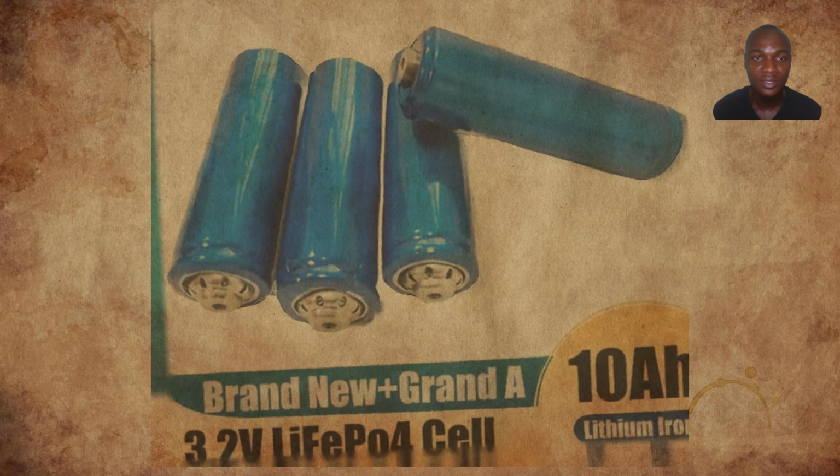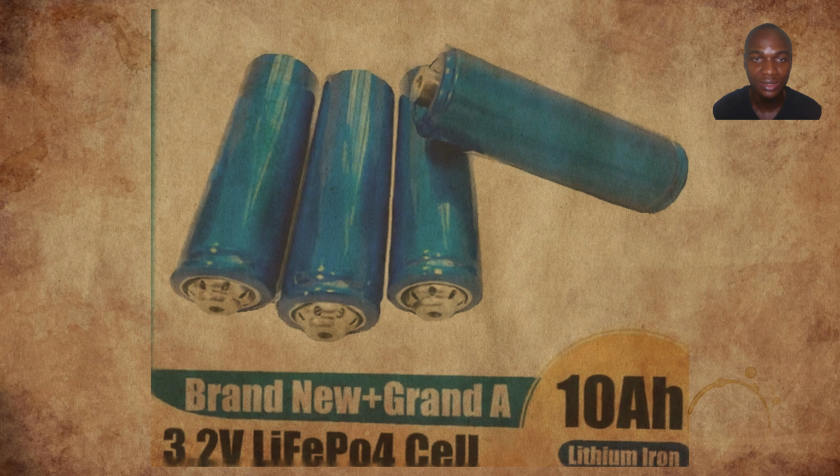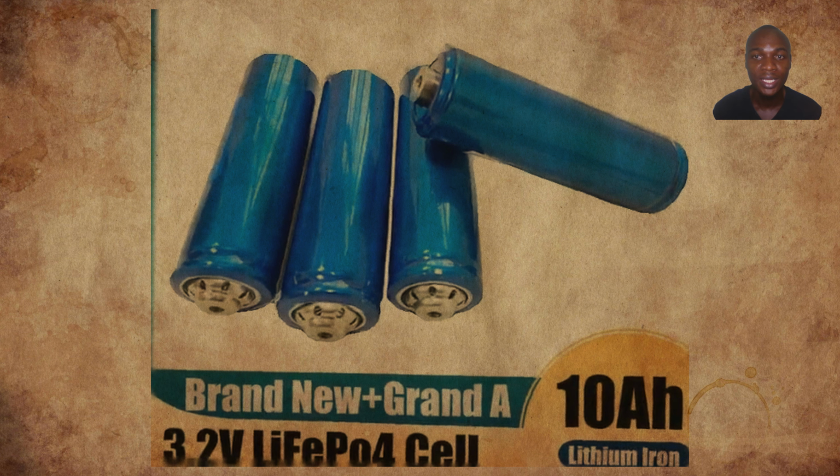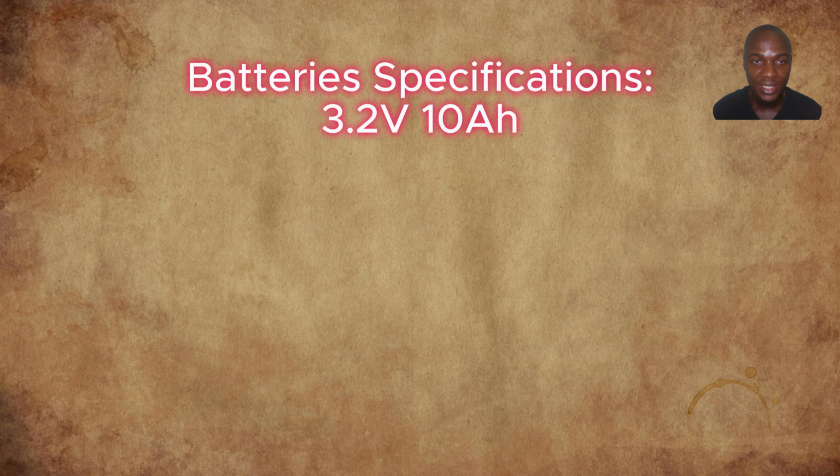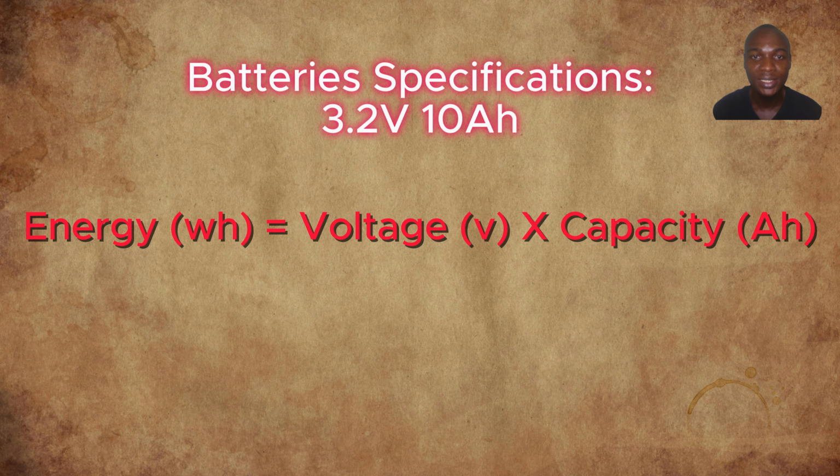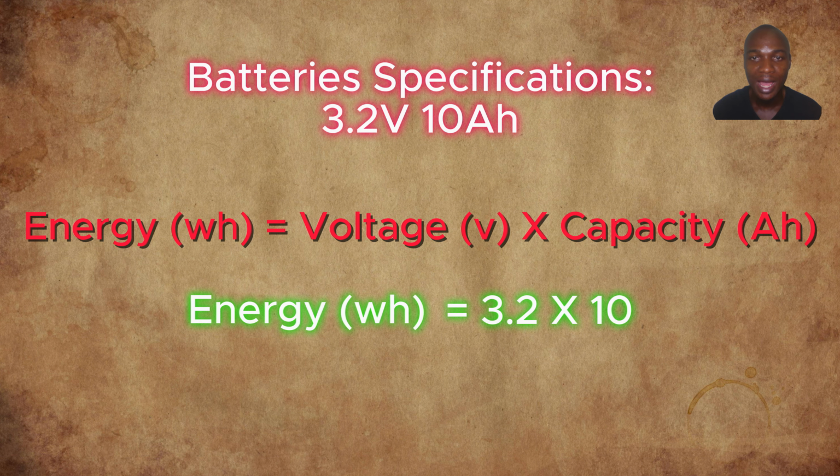The next type of battery we'll be looking at is the lithium iron phosphate battery, LFP. A typical lithium iron phosphate battery used in electronics usually has a nominal voltage of 3.2 volts for small cylindrical cells. In this case, we apply the same formula. Energy in watt-hours equals 3.2 volts times 10 amp-hours, which gives us 32 watt-hours.